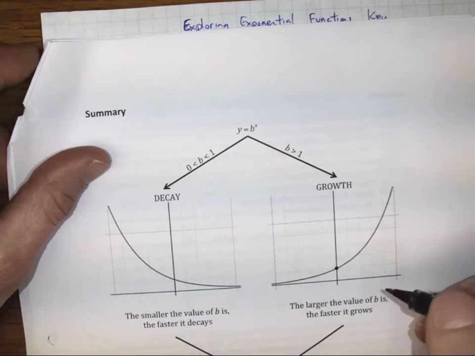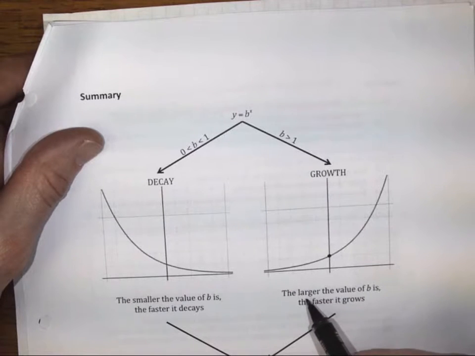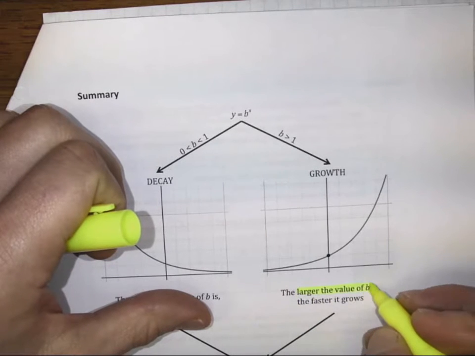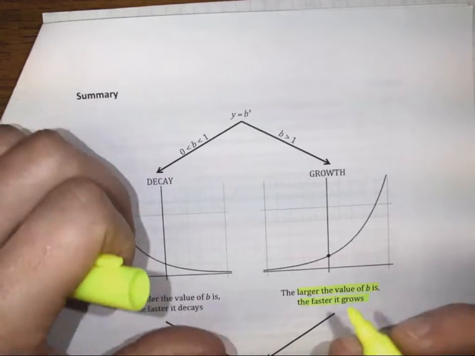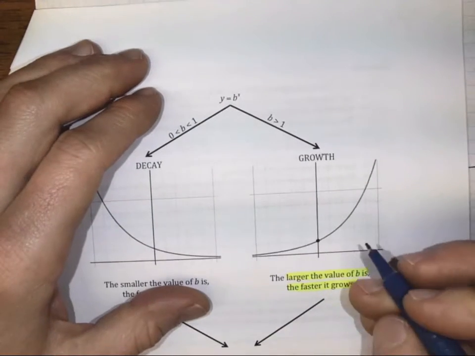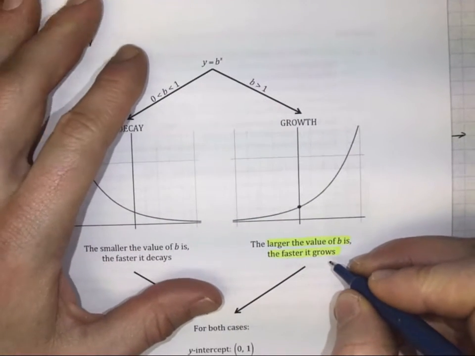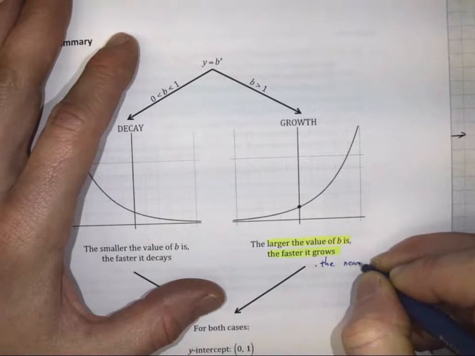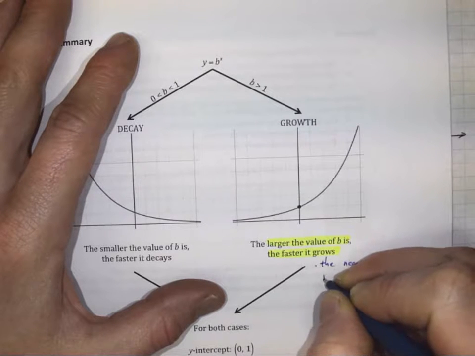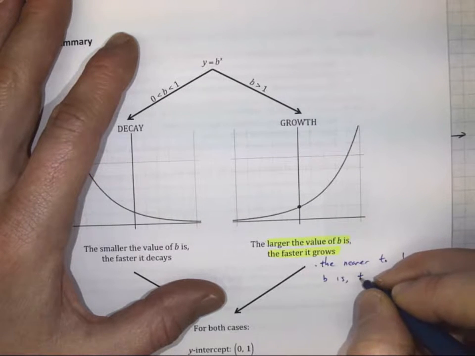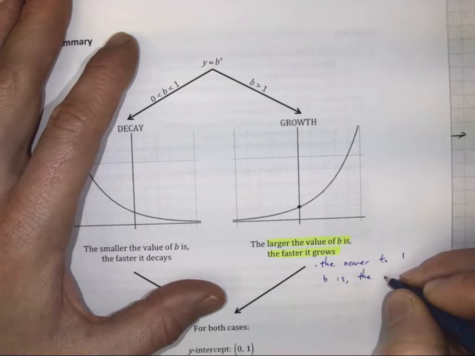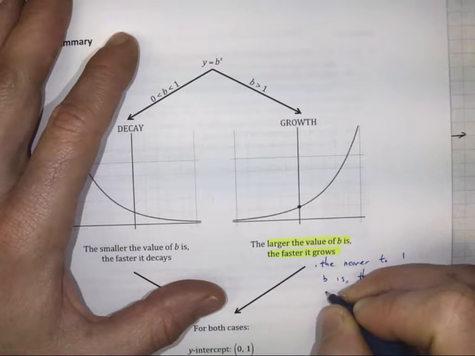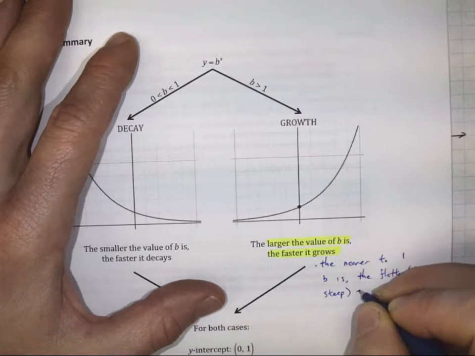And the next thing we know is that the larger the value of B, the faster it grows. And Emily, when she was observing patterns, observed what we might call the counterpart to the statement, which is: the nearer to 1 B is, the flatter or less steep the curve.